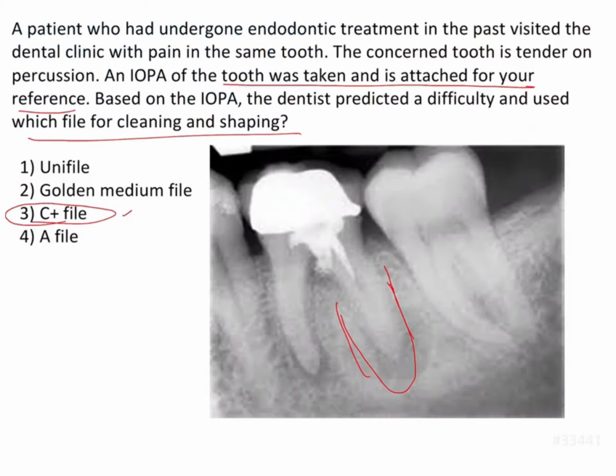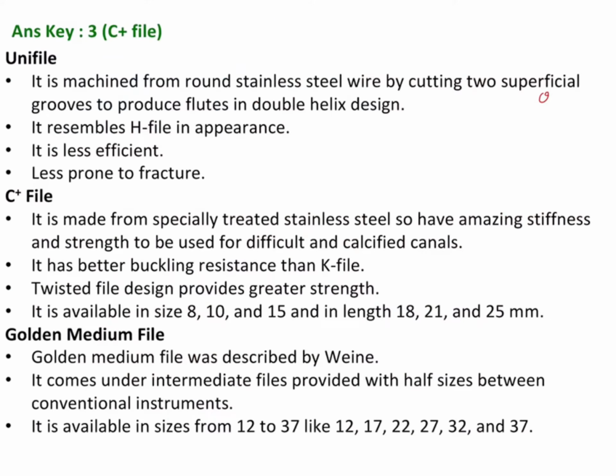So here the dentist will be using the C plus file for this patient, based on the IOPA. Now, what are the other options? Unifiles resemble H files in appearance, are less efficient and less prone to fracture. Then C files have a twisted file design, provide greater strength, and better buckling resistance than K files, and can be used for difficult and calcified canals.